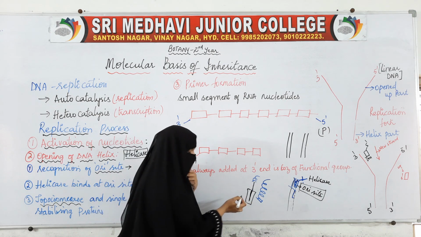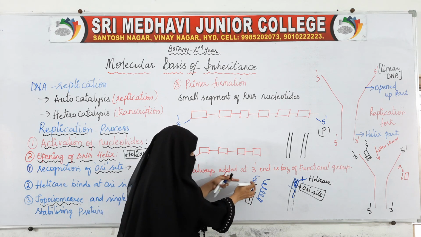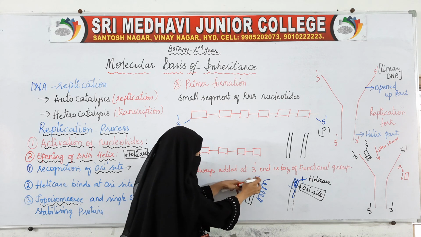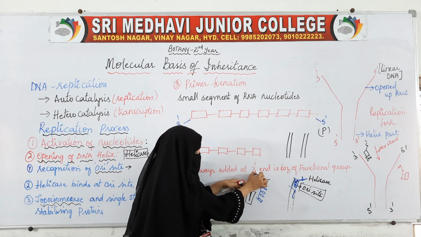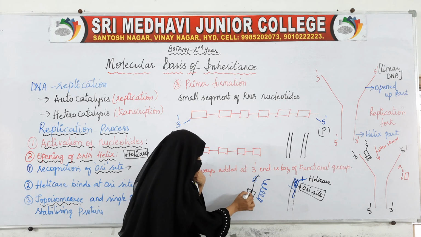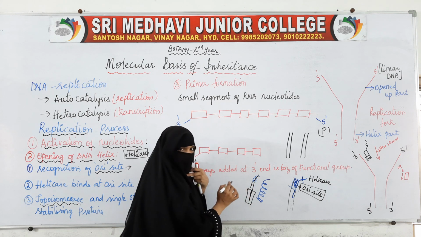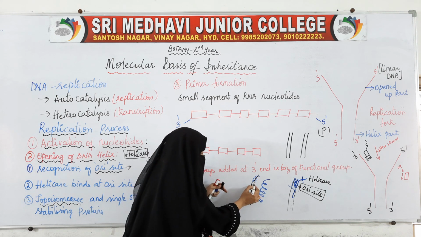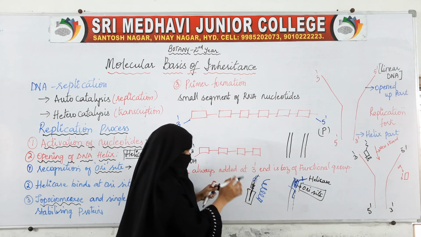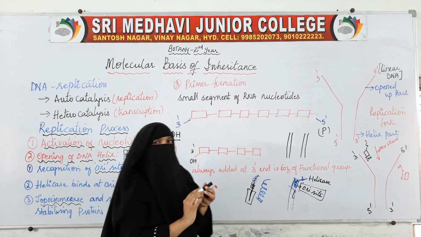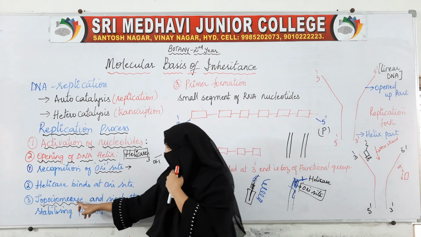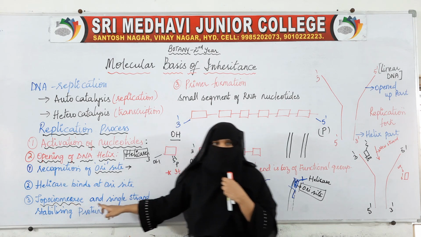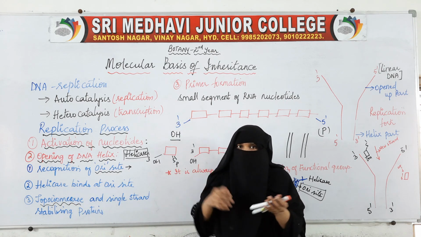So here Topo enzyme will remove the tension. Now this has been opened. Helicase will move to this part. Now this part, this Topo Isomerase enzyme will come here. It will remove the tension from this one, so that it does not coil back again. Okay, so Topo Isomerase is the enzyme which releases the tension of the strand, so that it does not coil again.